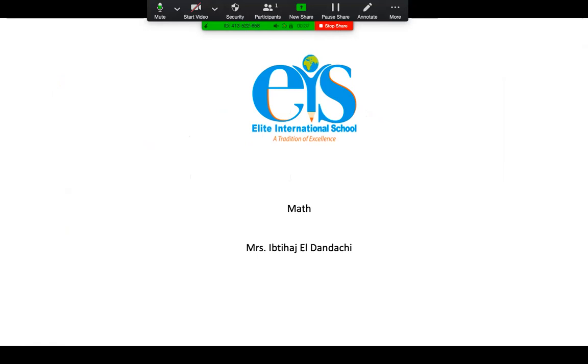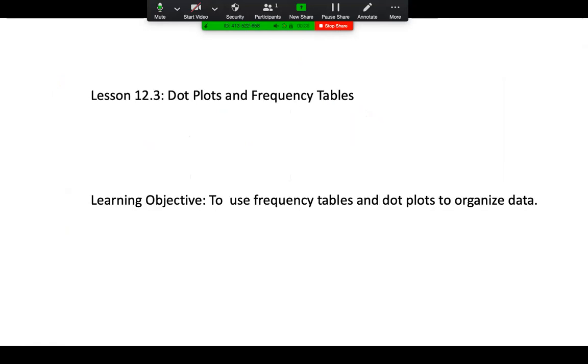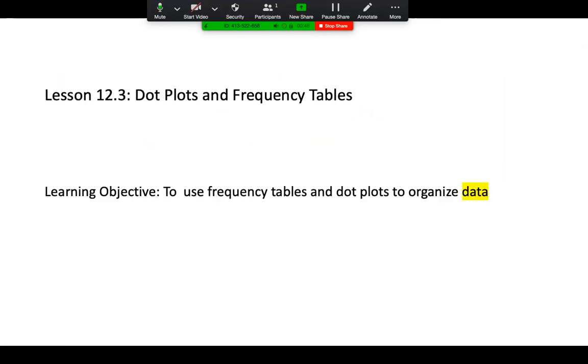Today we'll start a new lesson. It's entitled Dot Plots and Frequency Tables. By the end of this lesson, you will be able to use frequency tables and dot plots to organize data. As you can see, data is a key word in today's lesson. Do you recall what data means? Yes, you're right. Data is the information, usually numerical, that is collected through observations.